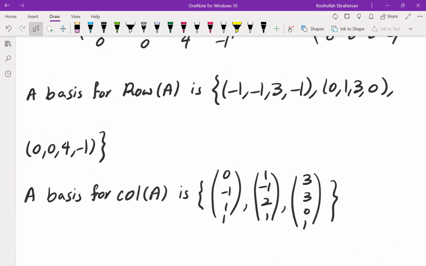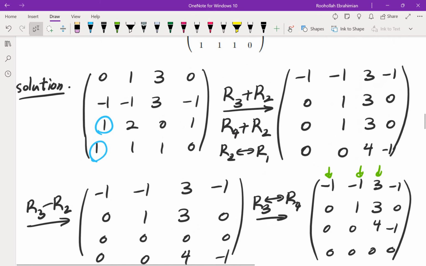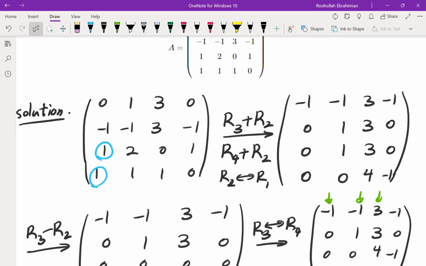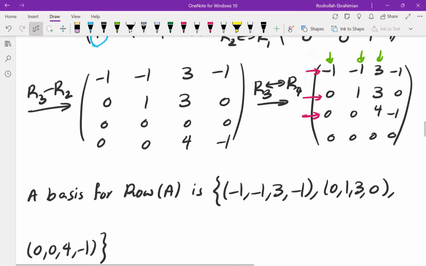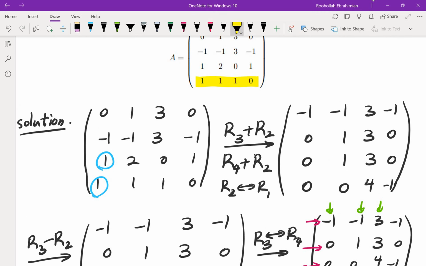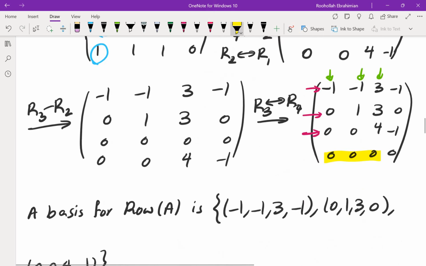Now notice that the first three rows of A are in fact linearly dependent, because we ended up with a zero here. So if you look at the corresponding rows in A, they are not a basis. And the first three columns of the echelon form have zero at the bottom, so they do not form a basis for the column space of A, because the column space of A doesn't necessarily have all zeros at the bottom. They have ones, some of them.